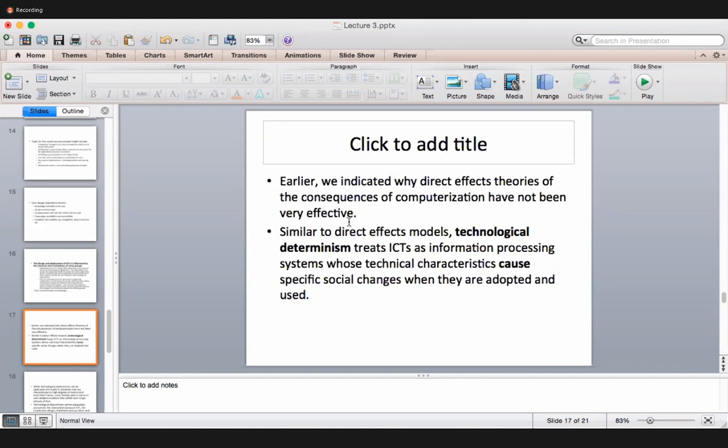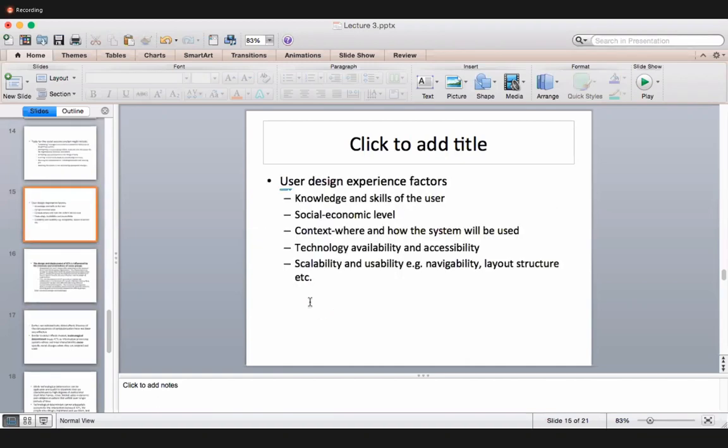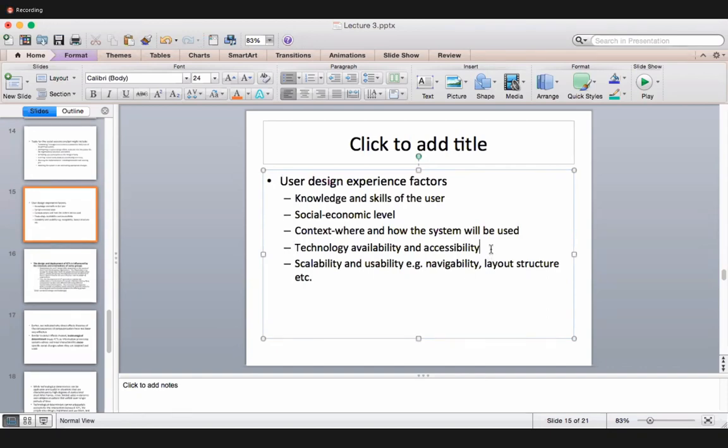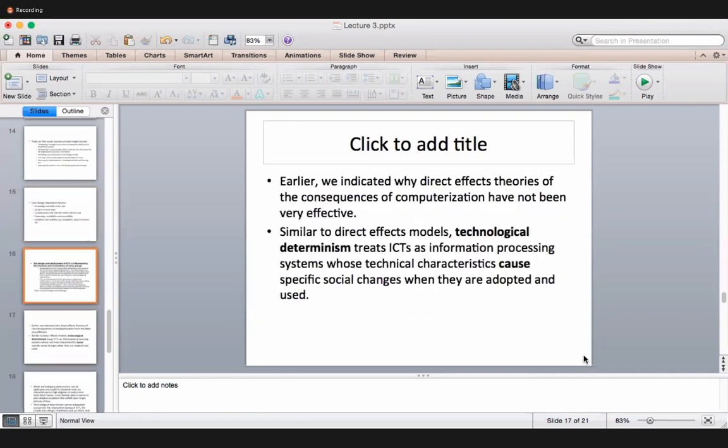Similar to direct effect models, technological determinism treats ICT as an information processing system whose technical characteristics cause specific social change when they are adopted and used. So indirectly, what I'm saying is, you can look at it from what I talked about here, technology availability and accessibility, where I said you cannot, for instance, design a system which is Android enabled when everybody else in that locality has what we call USSD technology. So in that particular case, you can see technology has been a direct determinant on the type of application you want to come up with.